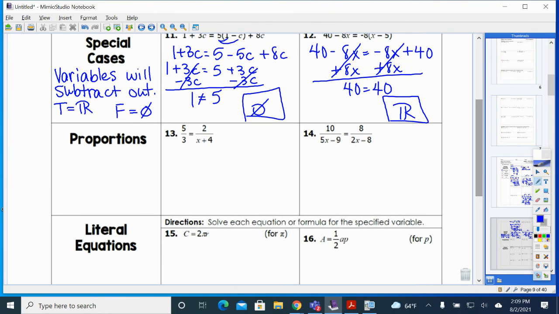In the next set of examples, we're talking about proportions. And with proportions, what you need to know is that cross products are equal.